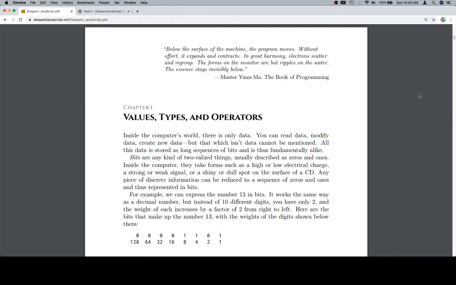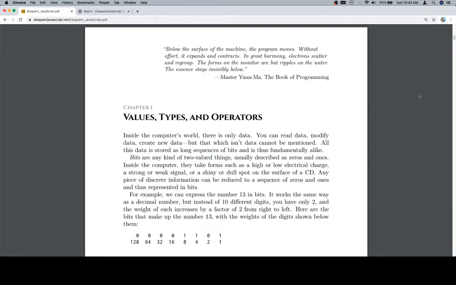All this data is stored as long sequences of bits and is thus fundamentally alike. Bits are any kind of two-valued thing, usually described as zeros and ones. Inside the computer, they take forms such as high or low electrical charge, a strong or weak signal, or a shiny or dull spot on the surface of a CD. Any piece of discrete information can be reduced to a sequence of zeros and ones, and thus represented in bits.